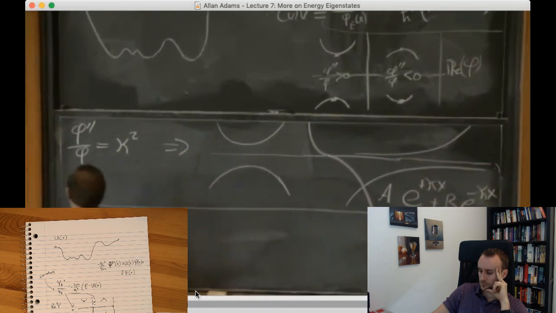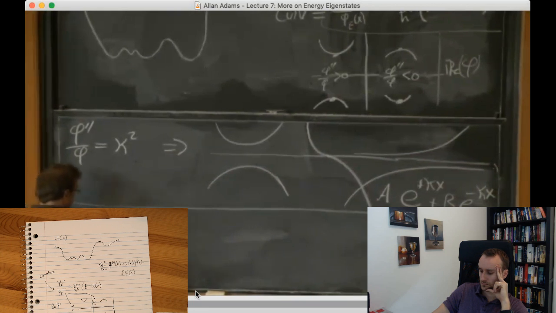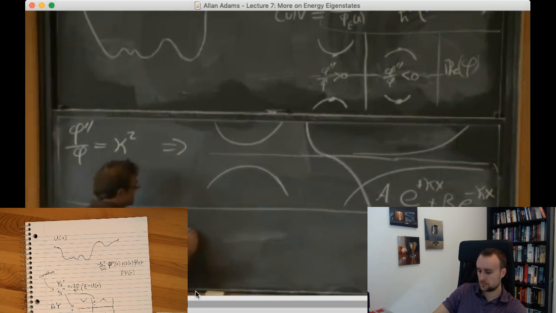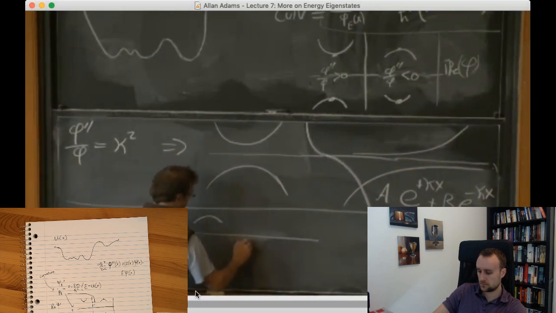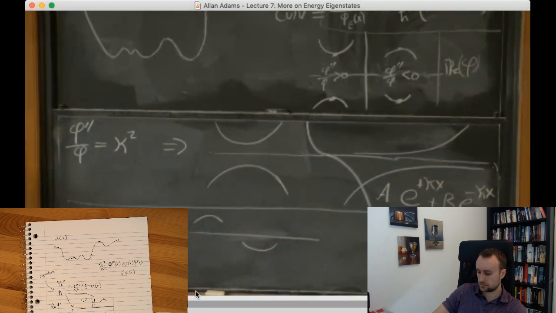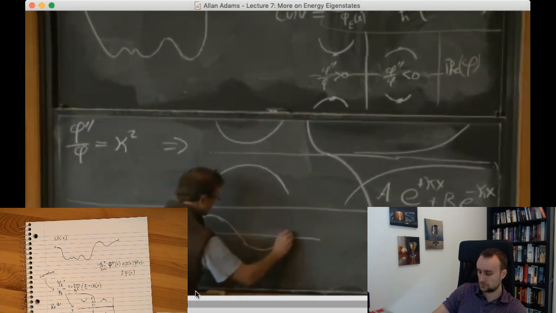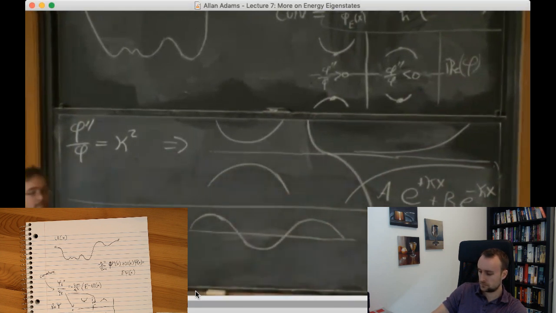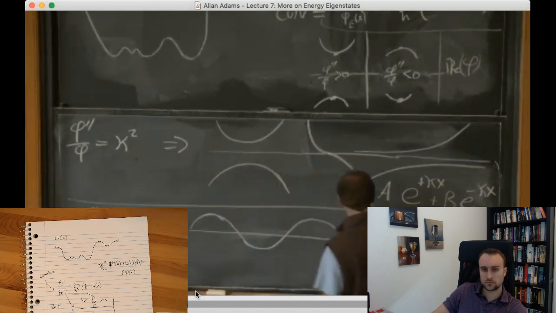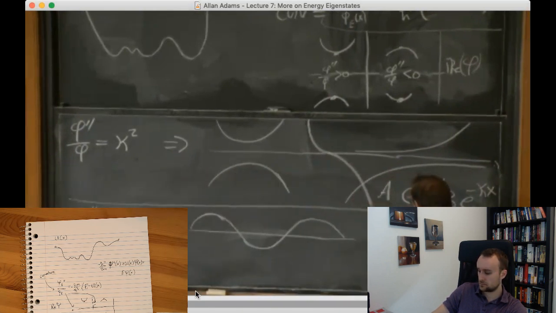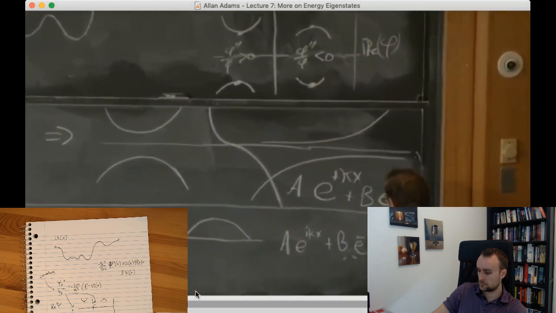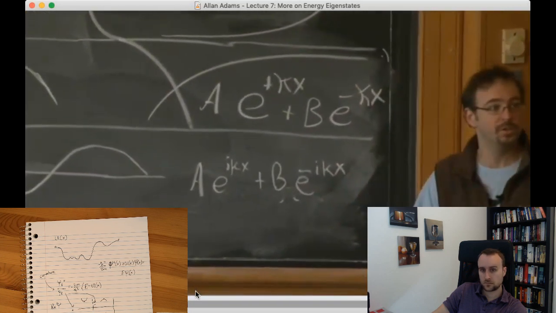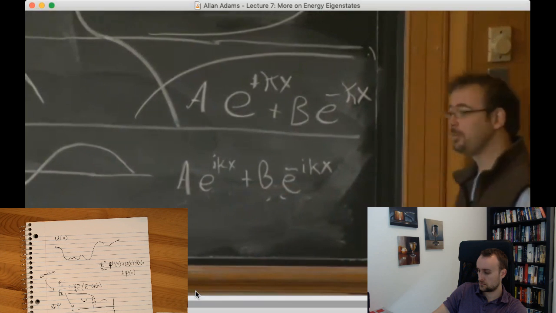On the other hand, if phi prime prime over phi is a negative number, i.e. minus what I'll call k squared, then the curvature has to be negative. And what functions have everywhere negative curvature? Sinusoidals. Cool? And the general solution is a e to the i kx plus b e to the minus i kx. Also known as sine and cosine. Cool?